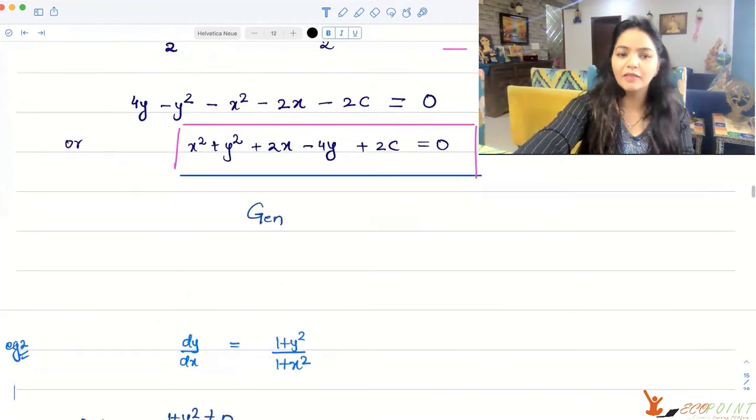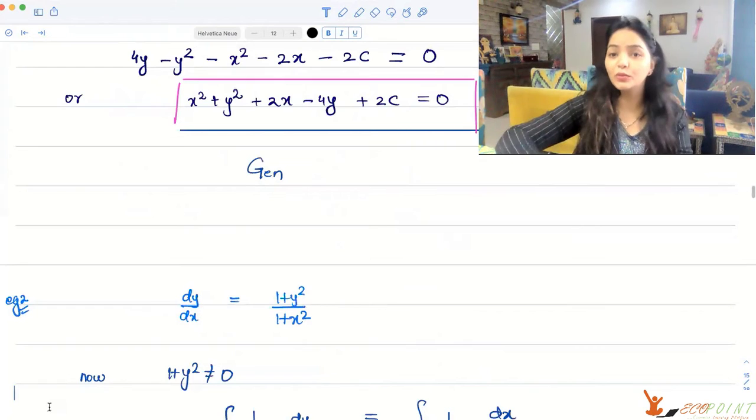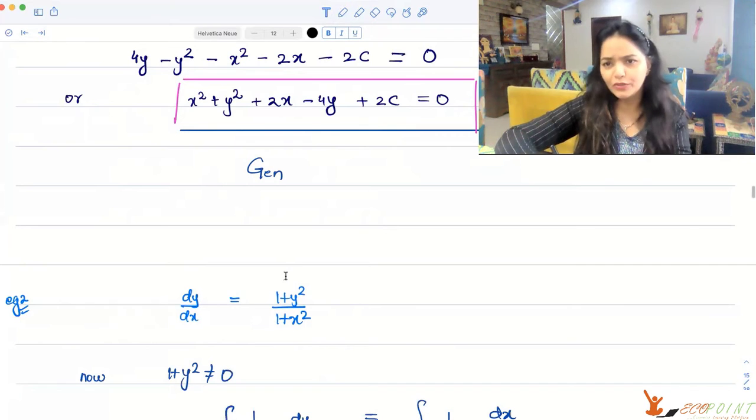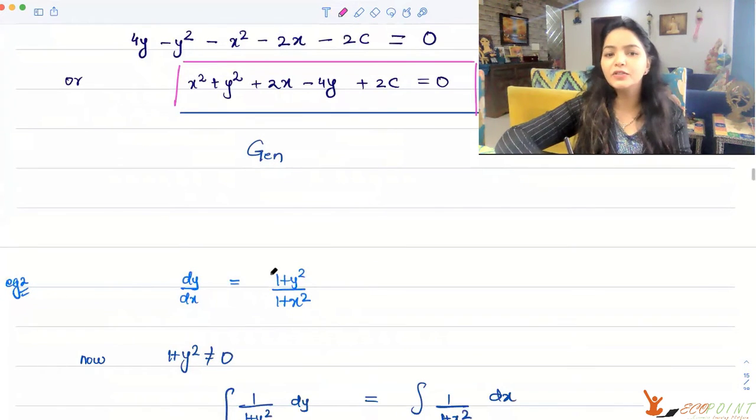Let's take another example. So dy by dx is equal to (1 plus y squared) upon (1 plus x squared), where 1 plus y squared is not equal to 0. Of course, it is not equal to 0. So that means I can take it in the denominator. And 1 plus x squared is also not equal to 0, so I can have it in the denominator. So again, you can see that you have just the y term and just the x term. So how will we deal with it?